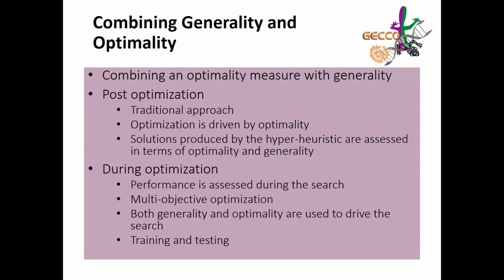Depending on what technique we're doing to explore the heuristic space, we could actually build that into whatever the assessment measure is, the performance measures, and we make sure that both generality and optimality are used. In addition to that, we also possibly need to use a multi-objective optimization algorithm to do this.